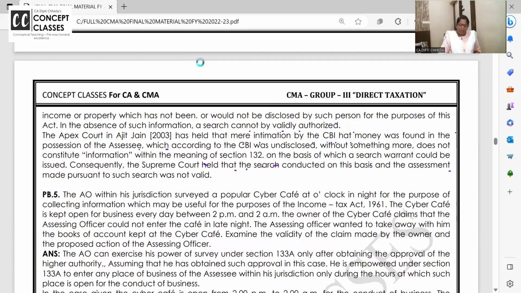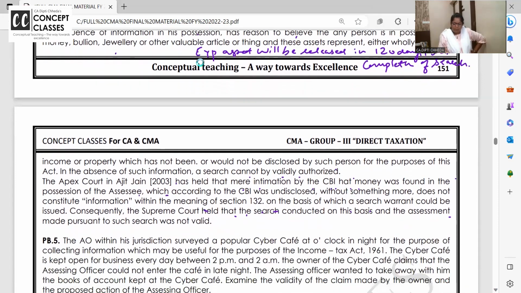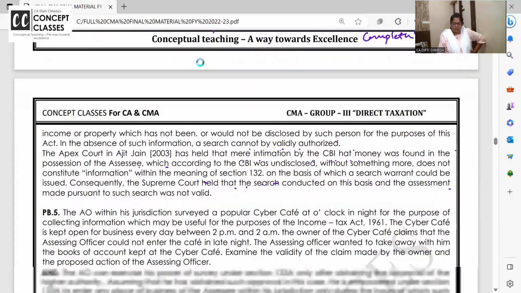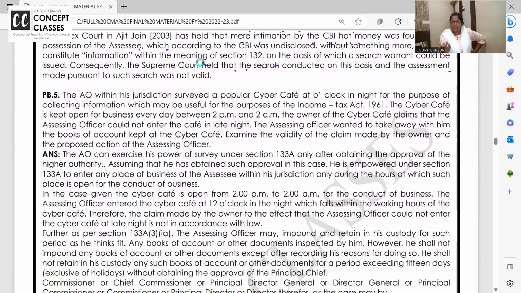Third है money, bullion, jewelry undisclosed है. तो अगर proper information है कि money, jewelry or bullion and all is undisclosed, okay, then they can go, but just based on CBI's information they need to have proper reason themselves. So before search they can go for survey in such cases and then convert it. AO with his jurisdiction. Next question.